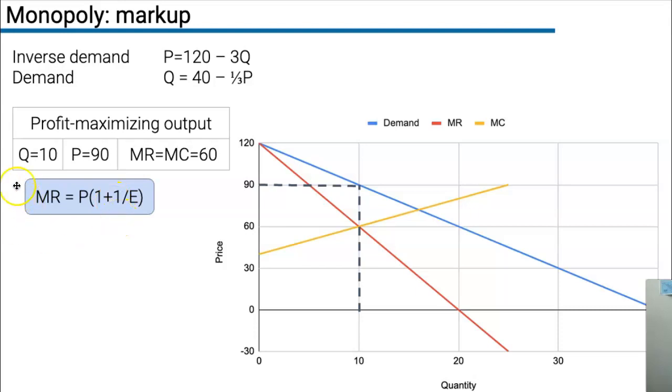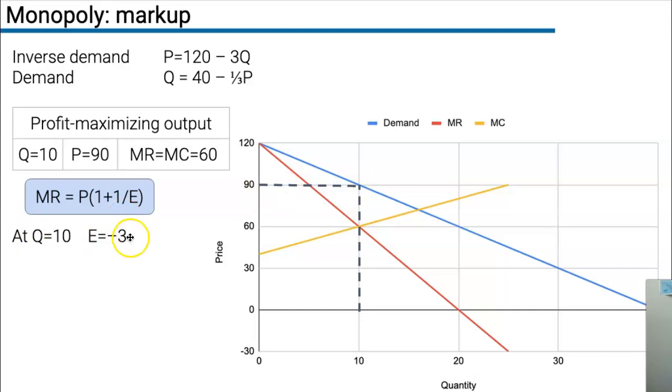Let's check it for quantity equal to 10. Recall that if we wanted to calculate the elasticity, we can use the point elasticity formula that suggests that elasticity is the slope multiplied by the price and divided by the quantity. And for the slope, we need to take the slope from the demand function, not the inverse demand function. So we need to take the coefficient in front of the price from the demand function. So that will give us elasticity equal to slope of negative 1/3 times the price of 90 divided by the quantity of 10. So 90 over 10 is 9, multiplied by a third should give us 3. So elasticity will be negative 3 at the point where the monopoly maximizes its profit.